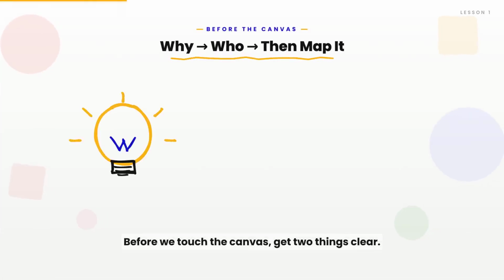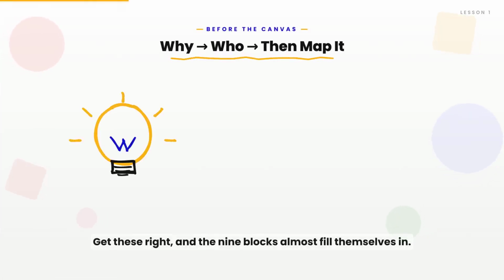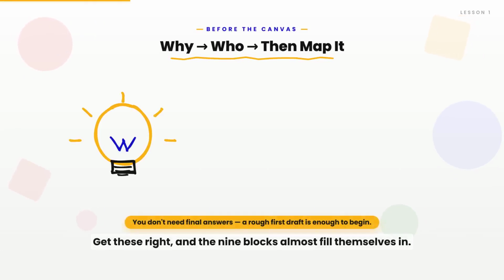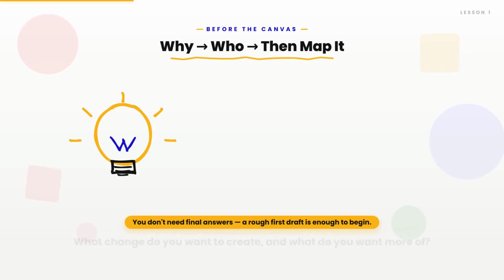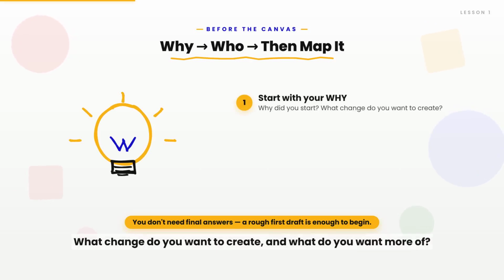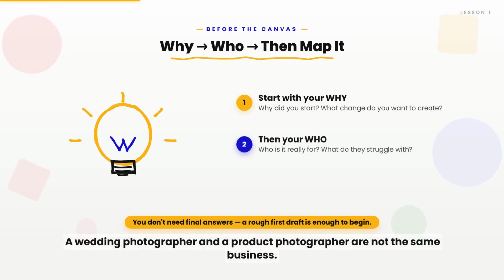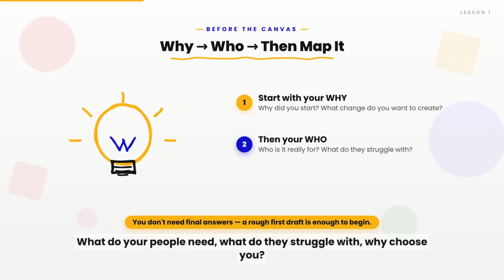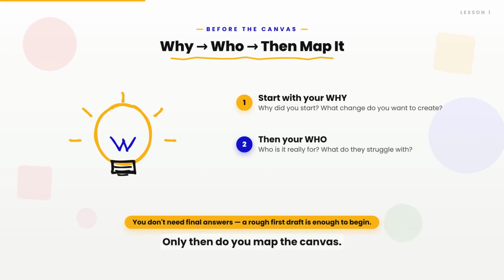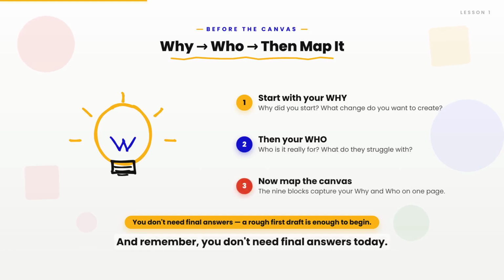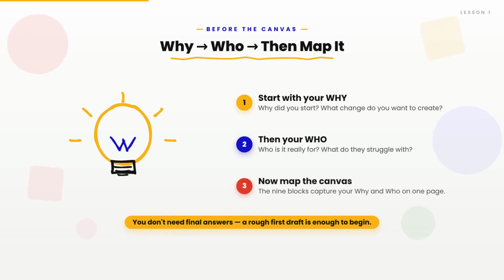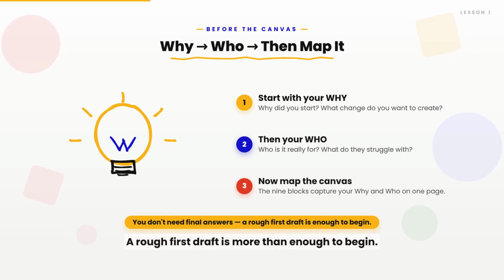Before we touch the canvas, get 2 things clear. Get these right, and the 9 blocks almost fill themselves in. First, start with your why. Why did you start this work at all? What change do you want to create, and what do you want more of? Second, your who. Who is this really for, and be specific. A wedding photographer and a product photographer are not the same business. What do your people need? What do they struggle with? Why choose you? Only then do you map the canvas. And remember, you don't need final answers today. A rough first draft is more than enough to begin.